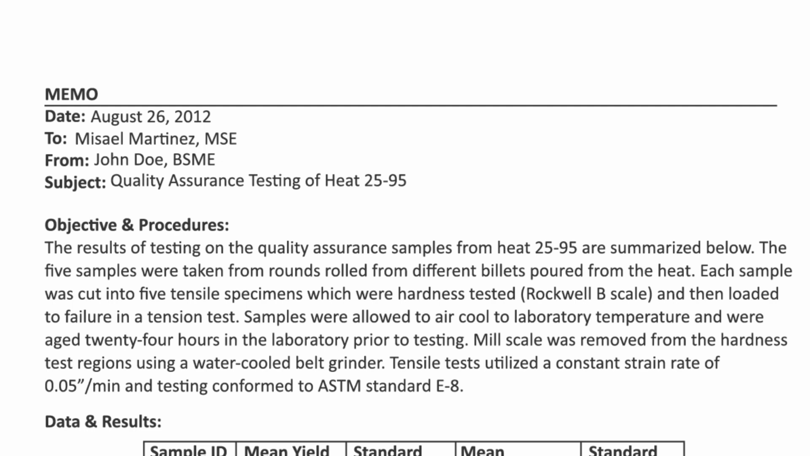And on the subject line, you can see we have a clear subject that's basically telling what this memo is about. In this case, it's about the quality assurance testing of heat 2595, which is the name of the different samples that we're testing for this experiment. Moving down to the objective and procedures, we can see a clear paragraph that's basically stating what was the objective for doing this experiment, why we are doing this testing, and then we are listing the steps that we took in order to get our data.